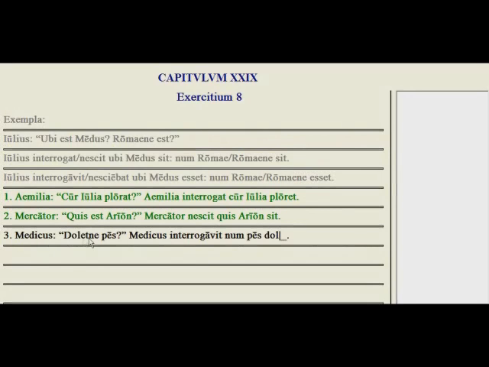So Medicus asks, is your foot hurting? The doctor asked in the past whether his foot, and here we need, since we have a past question verb, we need the past imperfect subjunctive, doleret. Okay, let's go on to exercise number 9.